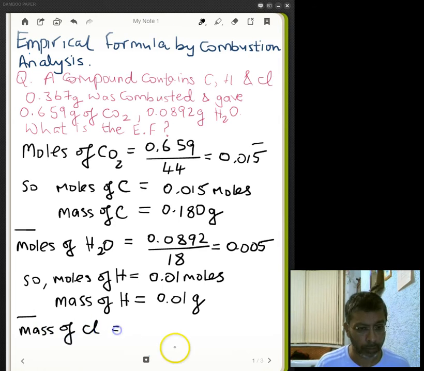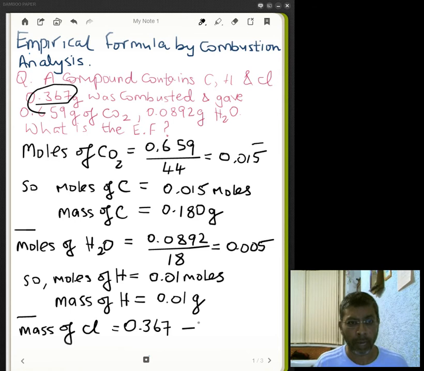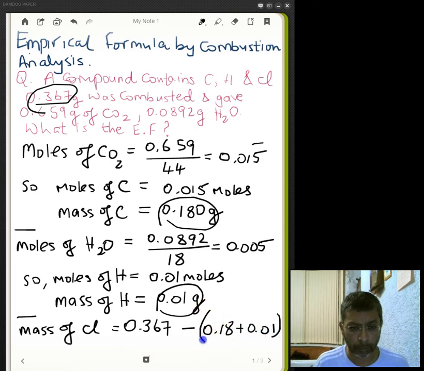Mass of chlorine equals original mass, which was right over here, original mass 0.367 grams, take away the mass of your hydrogen and your carbon added together. Okay, it's going to be 0.367 minus 0.18 add 0.01, put that in brackets, and you get 0.177 grams chlorine.